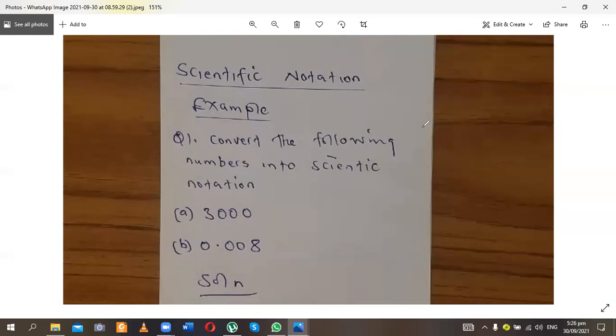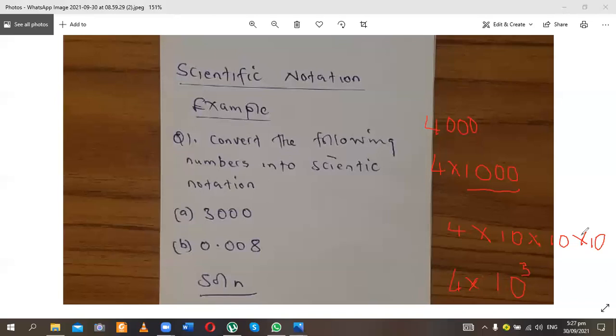What do I mean? There are times you have a number which is 4,000. You know that this 4,000 can be written as 4 times 1,000. And this 1,000 can be written as 10 times 10 times 10. It's the same thing. And if you want, you can say 4 times, how many times have we multiplied 10? 3. So you can say 10 power 3. So this is what we mean by saying scientific notation. That is what it means.